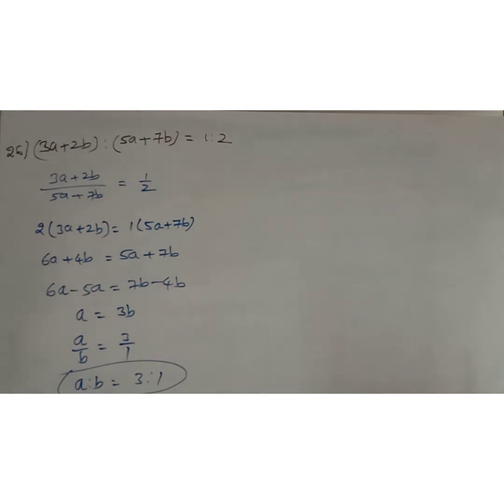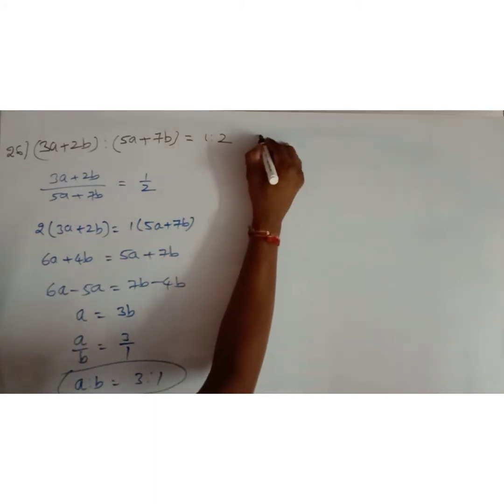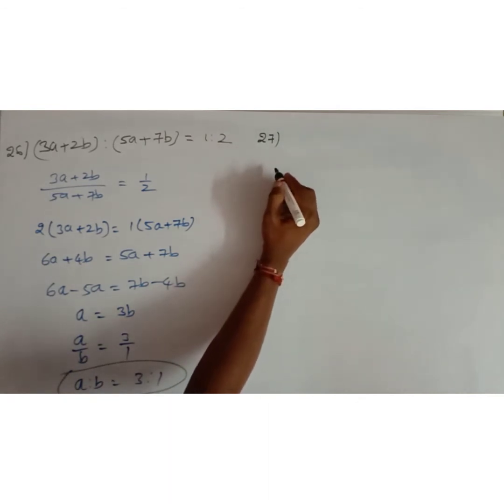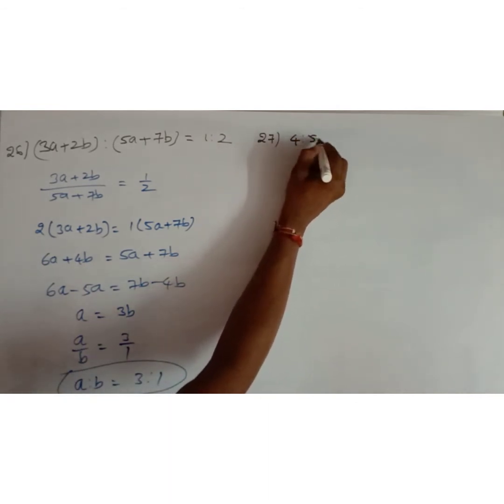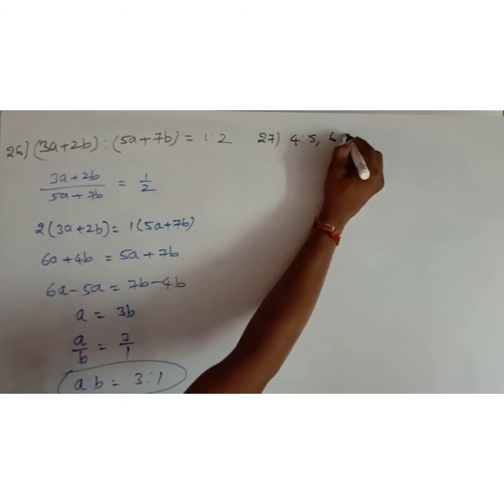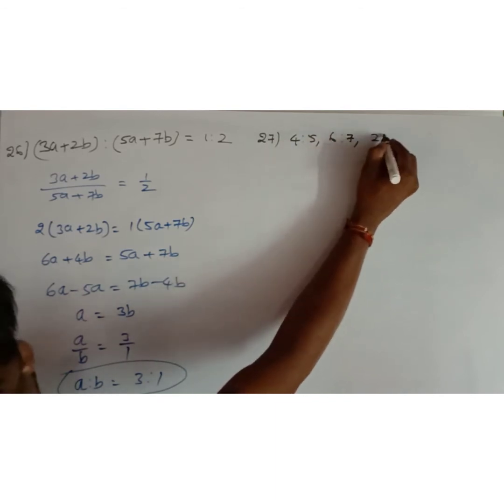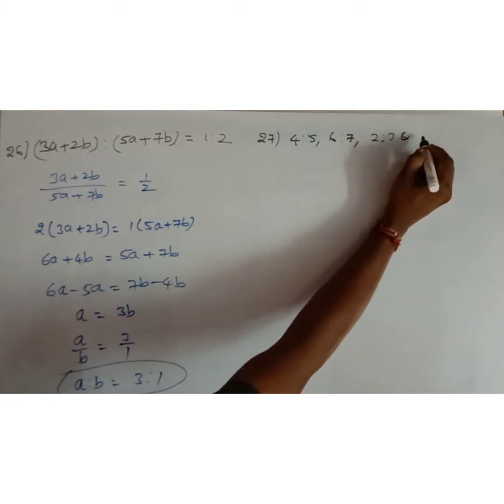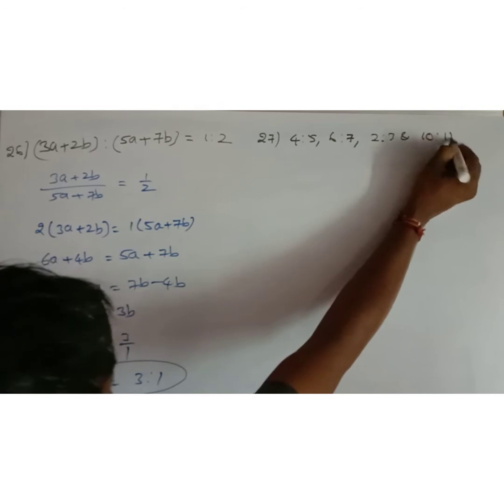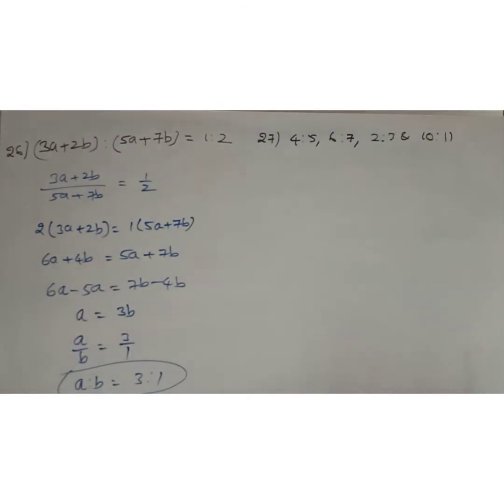Okay. The next, 27th question: arrange the following ratios, 4 is to 5, 6 is to 7, 2 is to 3 and 10 is to 11, in increasing order. That means in ascending order. Increasing order of their magnitude means ascending order. We have to write in ascending order.